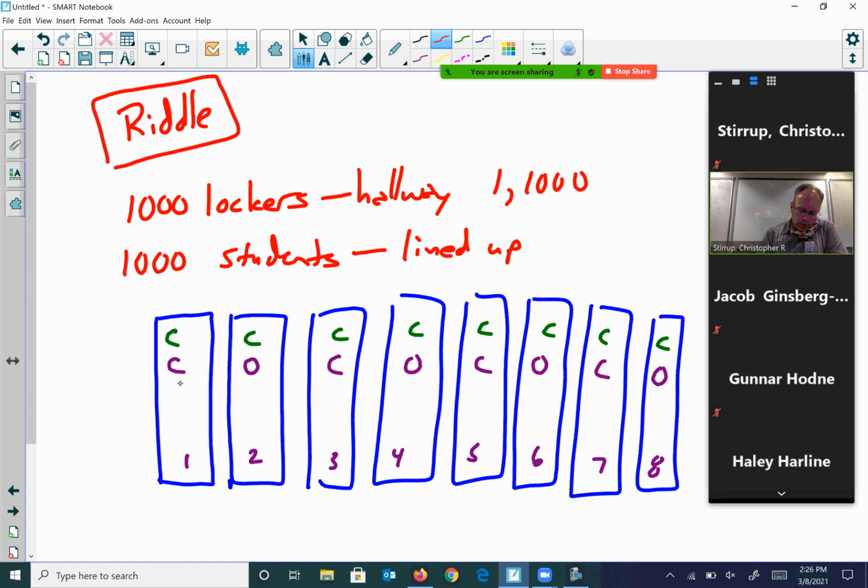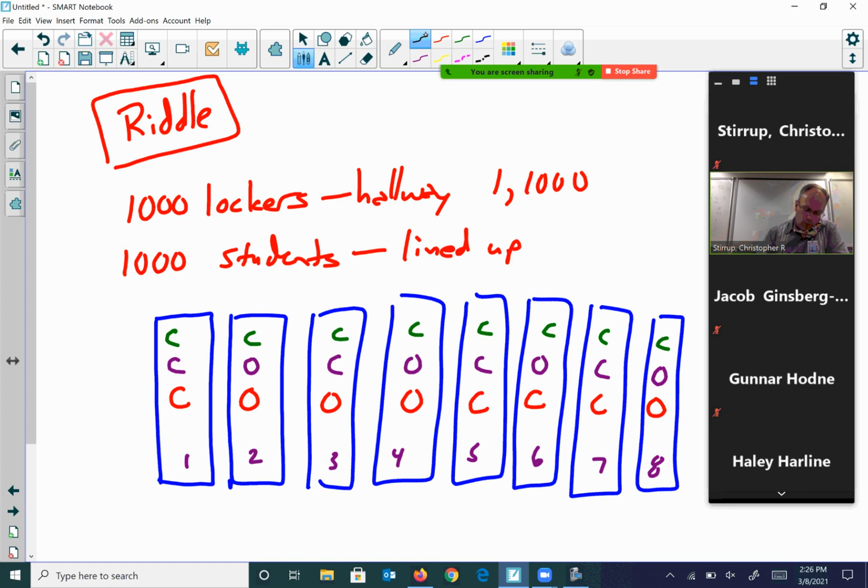Student number 3 is going to come through and do the opposite every third locker. So if it's open, they close it. If it's closed, they open it. So first locker doesn't change. Second locker stays open. Third locker is now open. Fourth locker stays open. Fifth locker stays closed. Sixth locker now closes. Seventh locker stays closed. Eighth locker stays open. So there's our first three students.